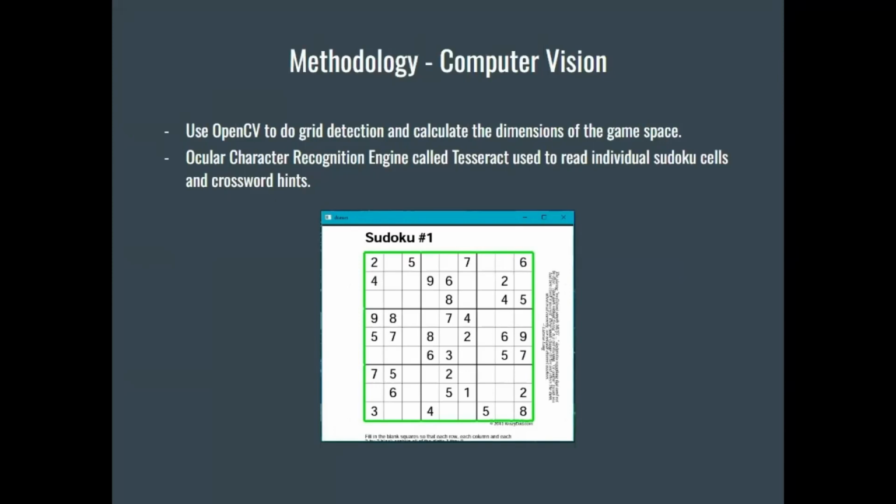Our computer vision mainly relied on two different technologies: OpenCV, a computer vision library developed by Intel, and Tesseract, an optical character recognition library maintained by Google. We would use OpenCV to do grid detection and calculate the dimensions of the game space, while using Tesseract to read the individual Sudoku cells and crossword hints to determine their string values.